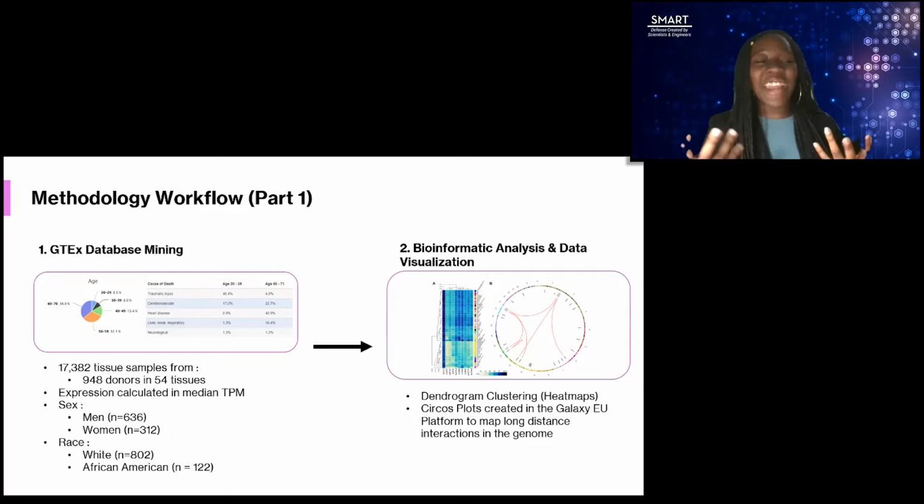So how did I start my project? I needed a lot of gene expression data, and because I conducted this entire project at home, I needed to get that from the internet. And I found this amazing website called the GTEx database, which is based out of Australia, which houses over 17,000 tissue samples from over 900 donors, generally from organ and tissue procurement organizations.